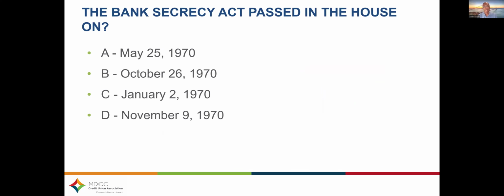All right. The Bank Secrecy Act passed the House on A, May 25th, 1970, B, October 26th, 1970, C, January 2nd, 1970, or D, November 9th, 1970. When did it actually pass the House? Not when was it approved. When did it pass the House? 20 seconds remaining.